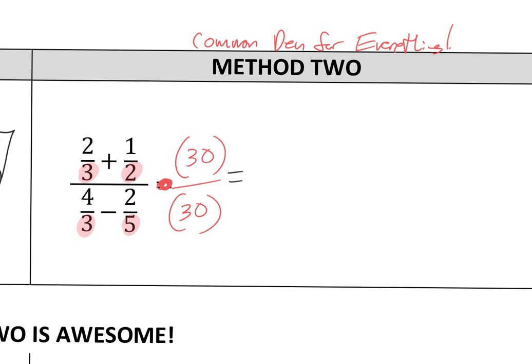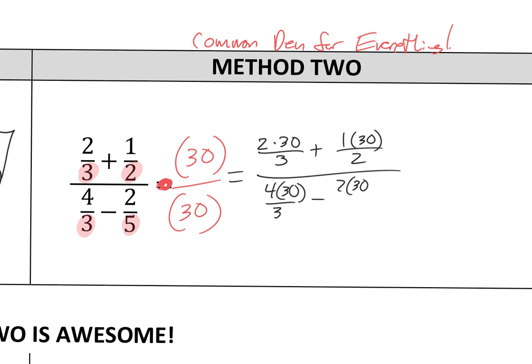So what would I get? I'm going to write this out for you so you can see it. But a lot of this step that I'm going to do next, you'll probably do in your head. But it would look like this. It would look like 2 times 30 over 3 plus 1 times 30 over 2, over 4 times 30 over 3 minus 2 times 30 over 5. Again, this simplifying that we'll do here, you probably would end up doing in your head.